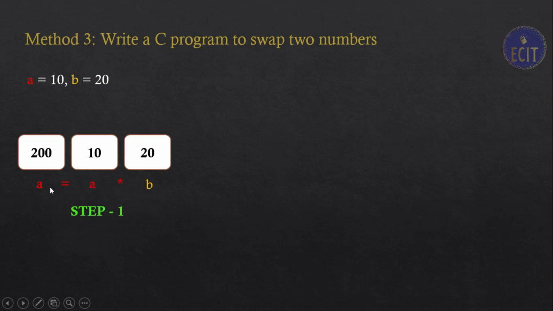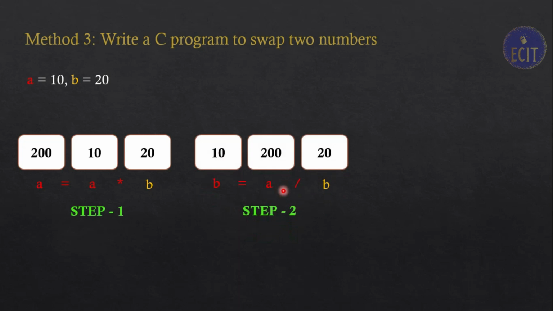So let's say first we will update a to a multiplied by b. So a multiplied by b, the result will be 200. Now we will use division. So here you will get a hint that if you divide the value of a by this b, 200 divided by 20 will be what? 10. So now you can write that b equal to a divided by b. So 200 divided by 20, which is now 10.